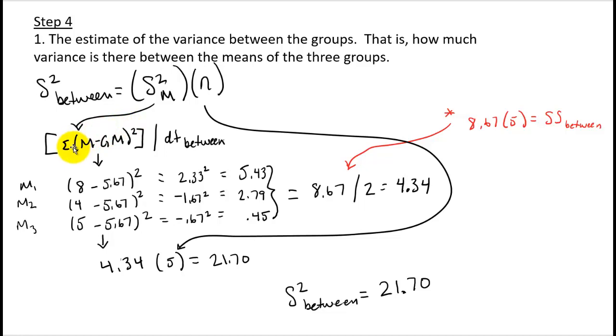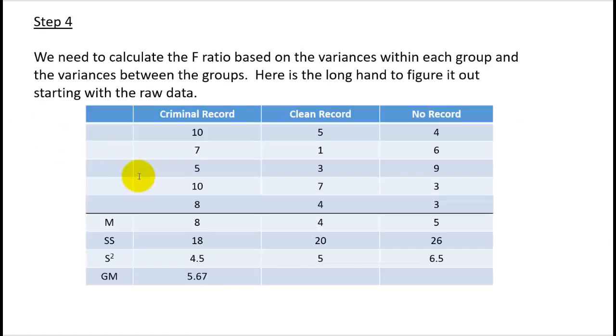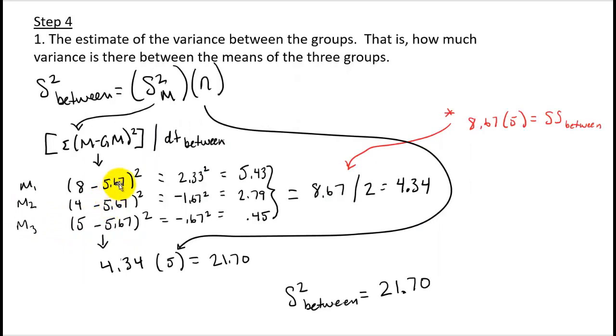So the first thing that we do is we're going to take each mean and subtract it from the grand mean. Then we're going to square it. So the first mean, the mean of group number 1 was 8. This is the criminal record group. And we found that the average of the means of those groups was 5.67. So that means, I'm going to flip back a second, that the average of 8 and 4 and 5 was equal to 5.67.